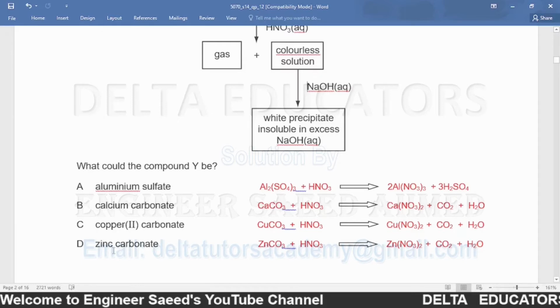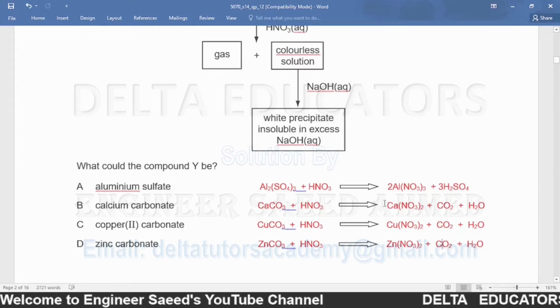Option D, zinc carbonate. When we react zinc carbonate with nitric acid, we get zinc nitrate, carbon dioxide and water. Zinc nitrate is a colorless solution. Carbon dioxide is a gas. So here option D is also our possible option.